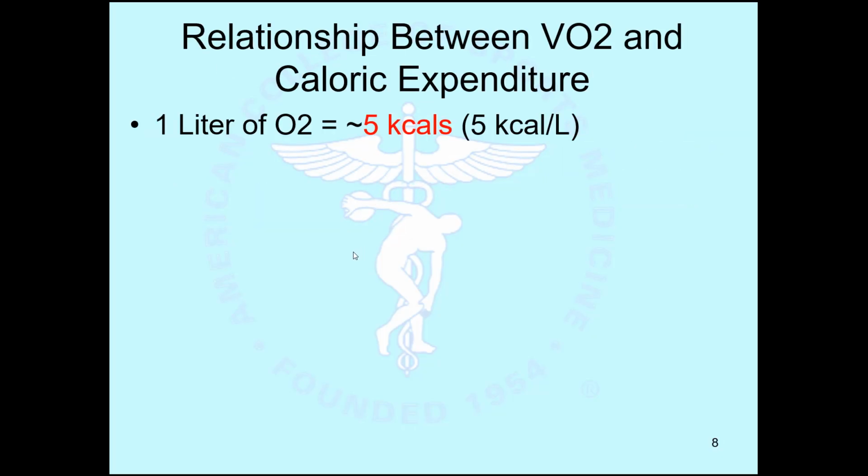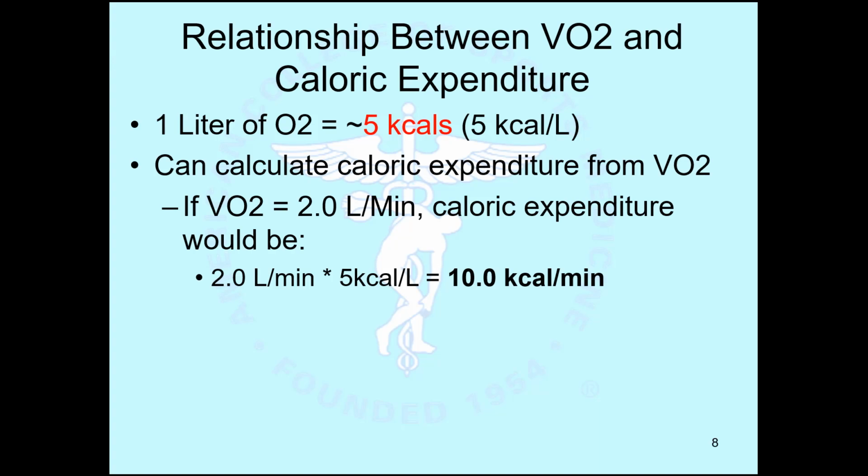All right, so relationship between VO2 and caloric expenditure. 1 liter of oxygen consumed is about 5 kcals. In other words, we expend about 5 kcals per liter of oxygen consumed. And we commonly call this the caloric equivalent of oxygen. So, a liter of oxygen is about 5 kcals. If you wanted this conversion, 5 is kind of like a magic number here. We're always going to use a caloric equivalent of 5.